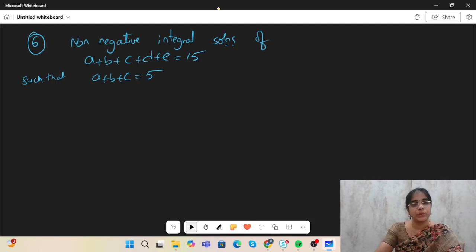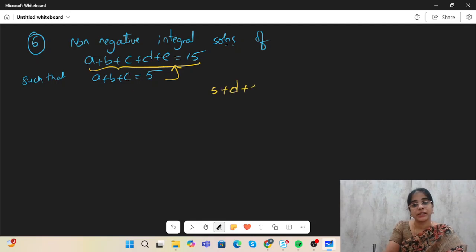So now I am given non-negative integral solutions of a plus b plus c plus d plus e equal to 15, right? My total sum is to be equal to 15. And they have given another condition stating a plus b plus c is 5, right? Now a plus b plus c is 5, if I place it here, tell me, what do I get? Reframe your question. A plus b plus c is 5. So 5 plus d plus e is 15, which means d plus e is 15 minus 5, that is 10.